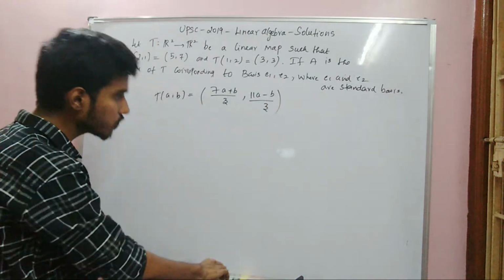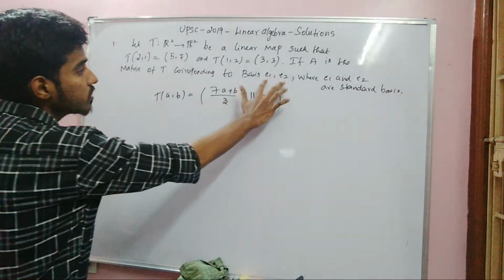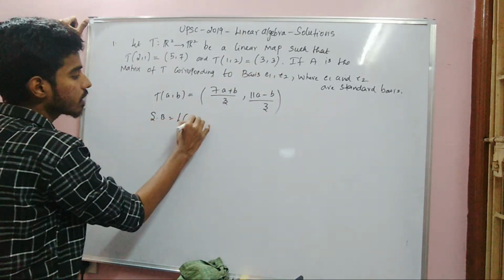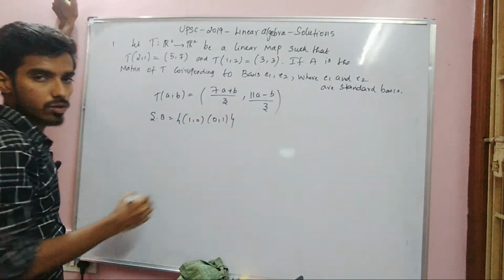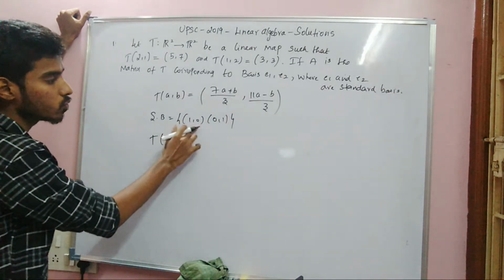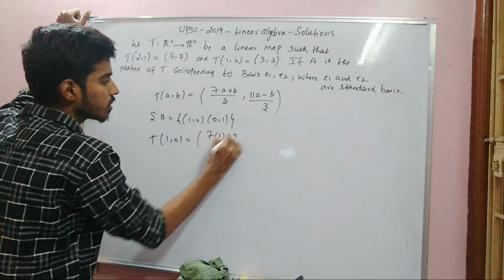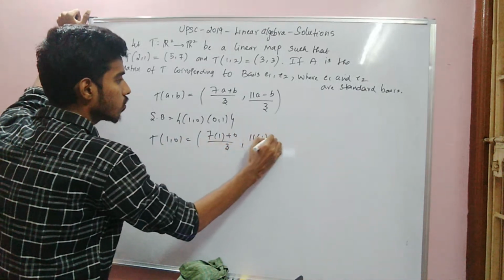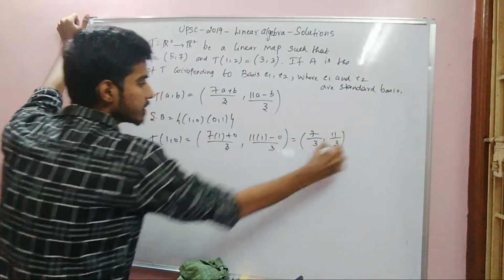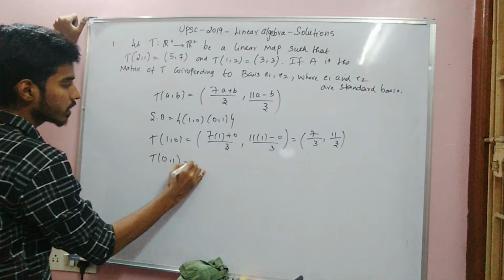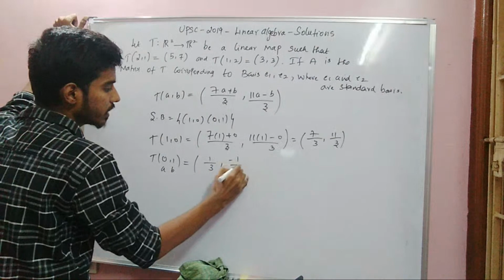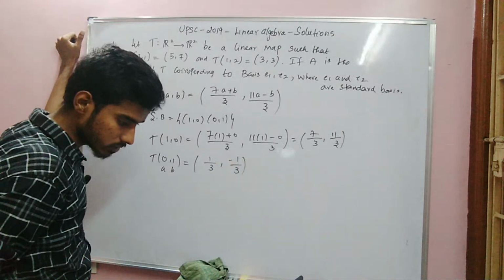Now I need to find the matrix with respect to the standard basis. Our standard basis for R2 is (1, 0) and (0, 1). So what will be T of (1, 0)? We substitute a equal to 1, b equal to 0: (7 into 1 plus 0) by 3, and (11 into 1 minus 0) by 3, which is nothing but (7 by 3, 11 by 3). And T of (0, 1)? Substitute a equal to 0, b equal to 1: we have (1 by 3, minus 1 by 3).